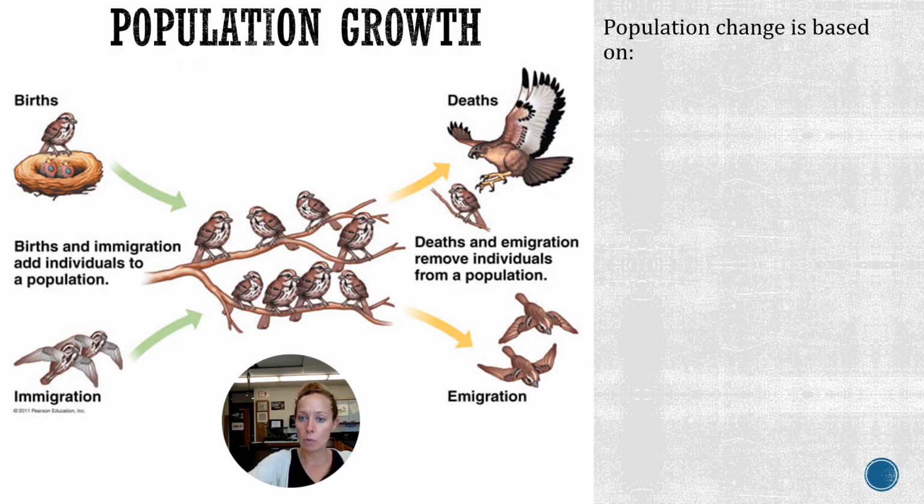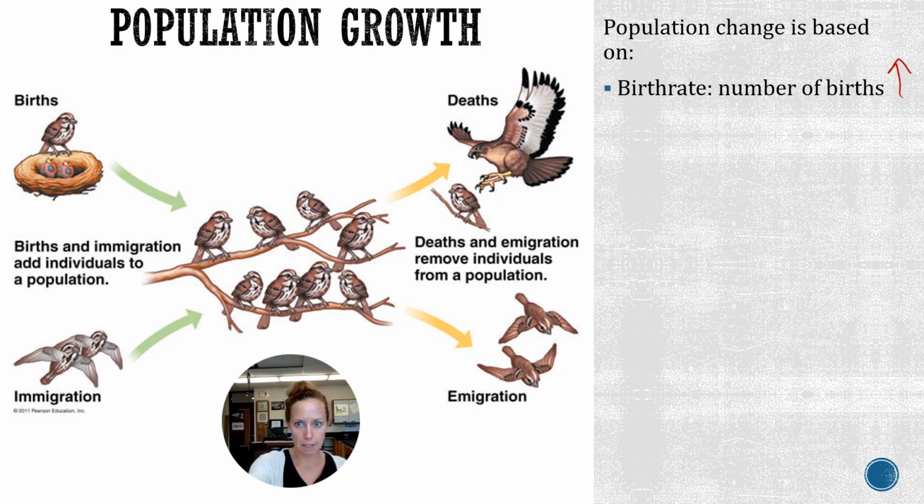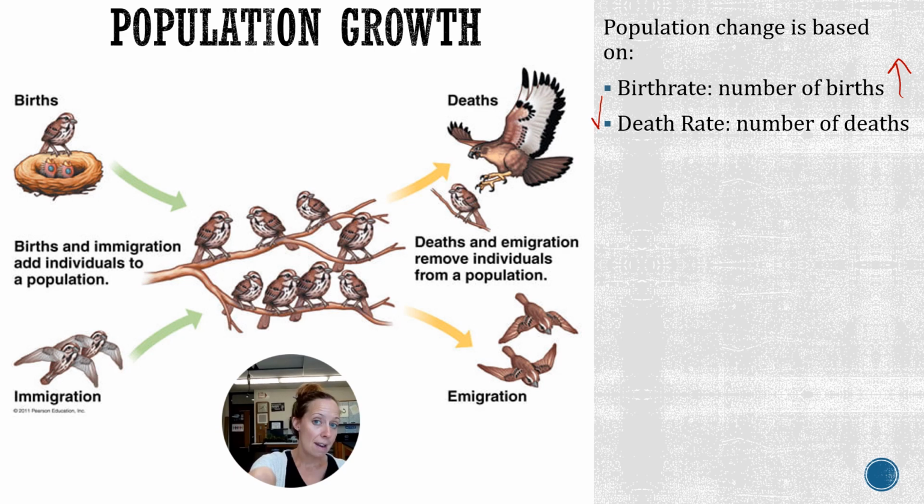Next, population growth. So population is going to change based on four things. First, birth rate. So birth rate will make population sizes go up because people or organisms are being born. Okay. Death rate will make population sizes go down because things are dying.